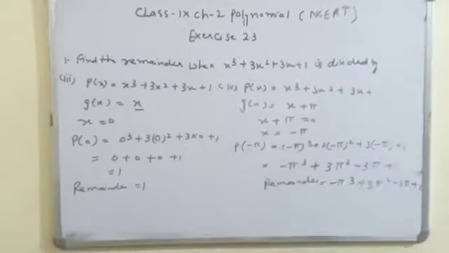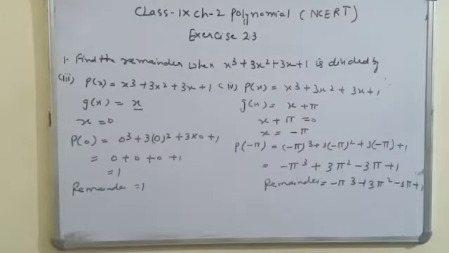Similarly, in the fifth part, the divisor is 5 plus 2x. So we will find the zero for it.